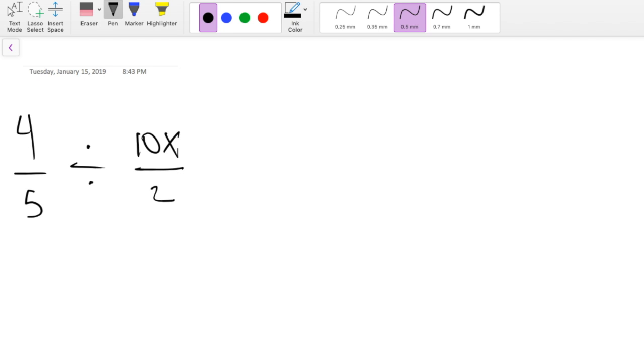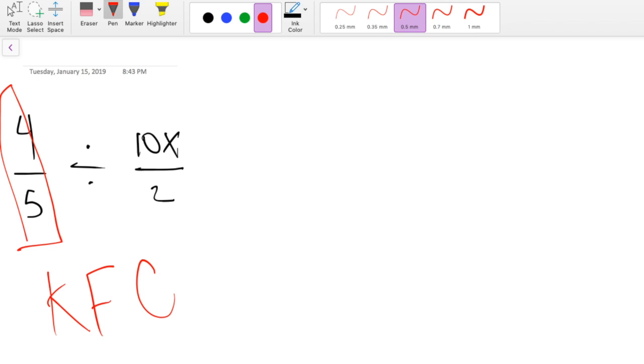Whenever you're dividing two fractions, this is my favorite place to eat. That's what I think of. KFC. Alright, that's all you gotta remember. So what does K stand for? No, it's not Kentucky. It's gonna be keep. You're gonna keep this first fraction exactly how it is.